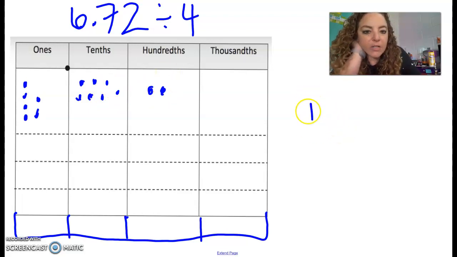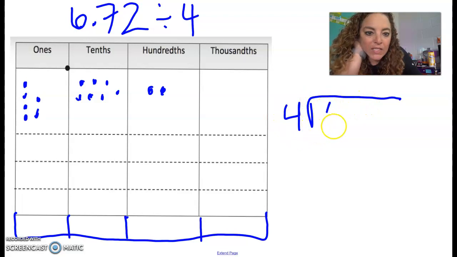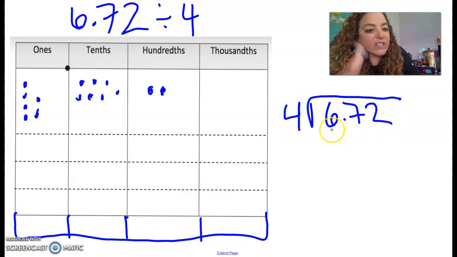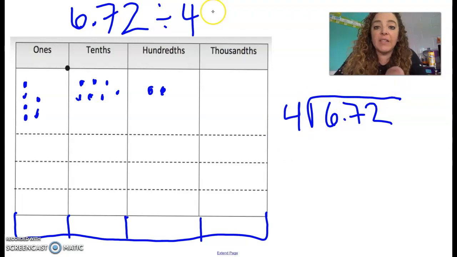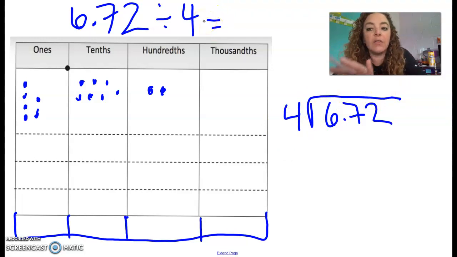I'm going to go ahead and write out my traditional algorithm. Remember, the 4 goes outside the division house because we're saying 4 goes into 6 and 72/100 how many times? Or 6 and 72/100 divided by 4. Okay, so a different way to look at that so that you're getting it and saying it in the correct order. We're going to do the same thing that we did last time.